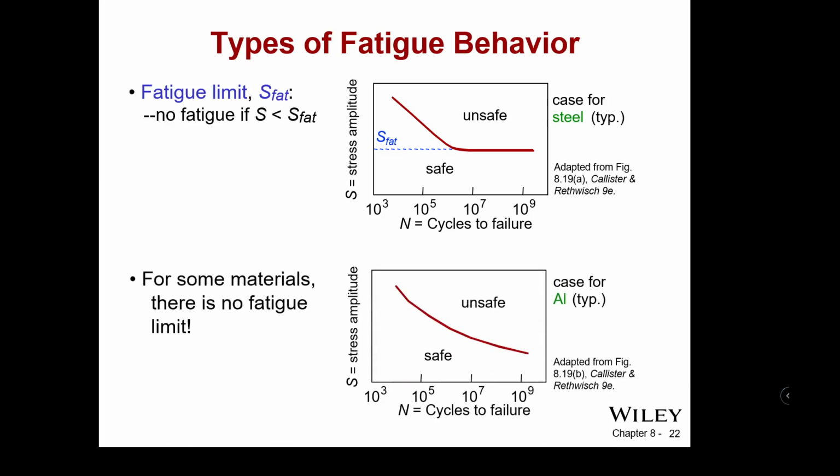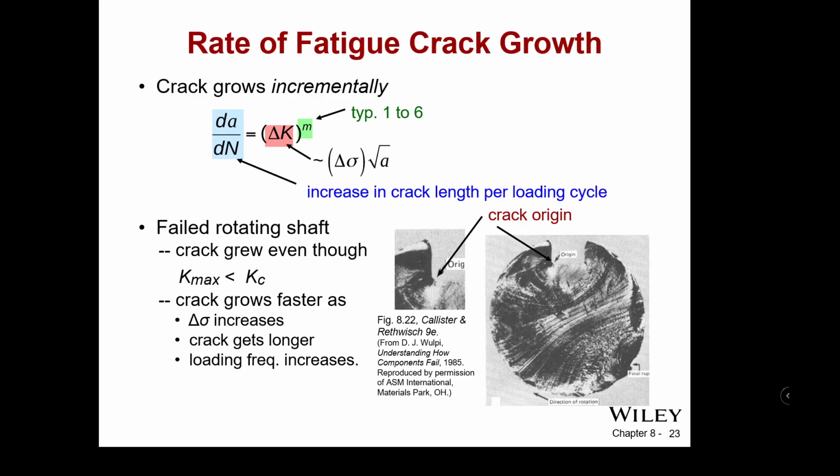So some materials don't really have a fatigue limit exactly. Aluminum is a lot more flexible typically, and so it won't have a threshold above which fatigue happens. So it tends to have a slowly degrading performance over the course of time.